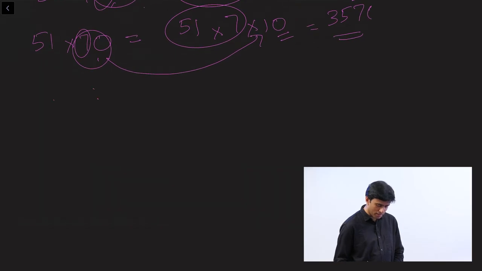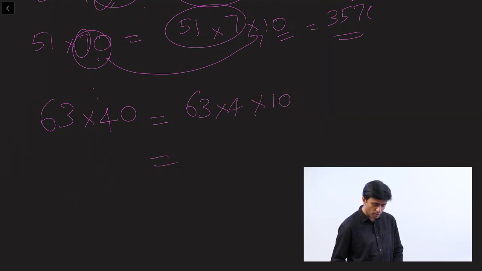Let's try another example. 63 into 40. How do we do this? You just have to write this as 63 into 4 into 10. What is 63 into 4? 252, and just write 0. There you go, 2520.